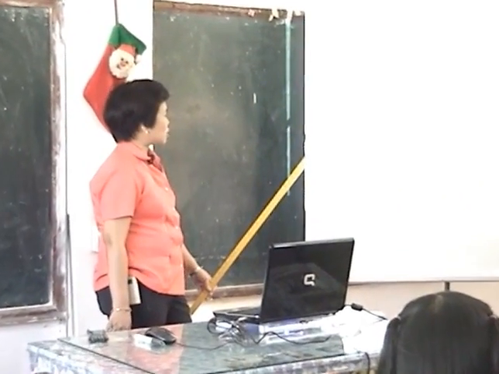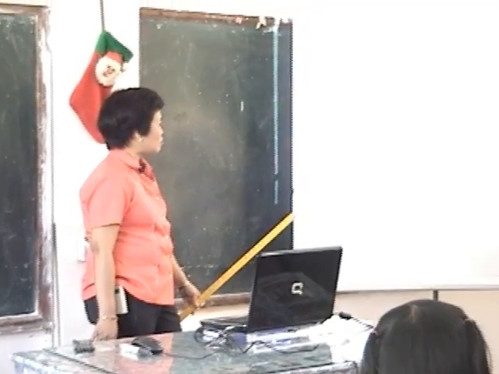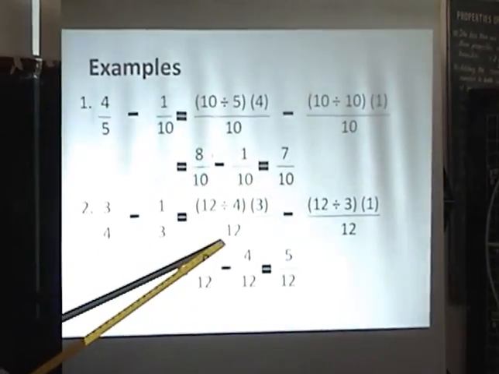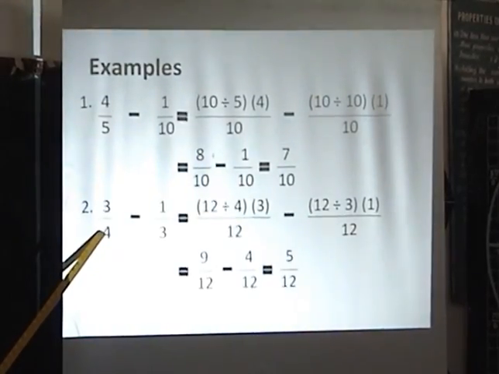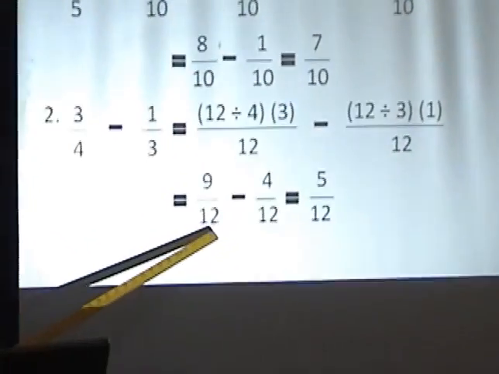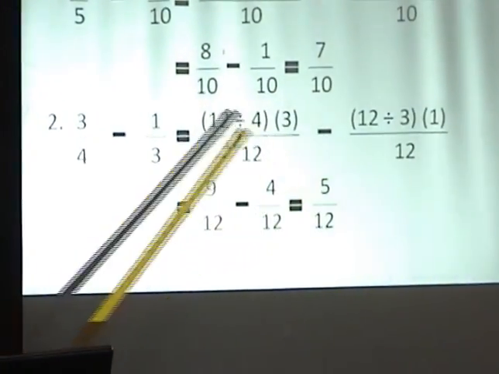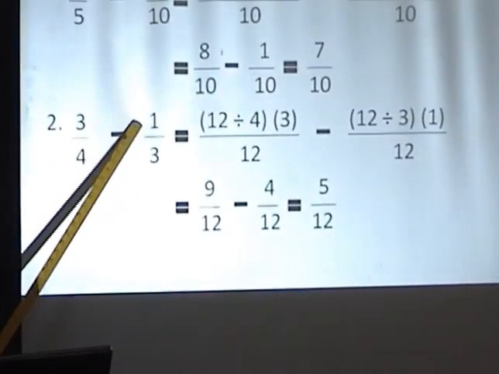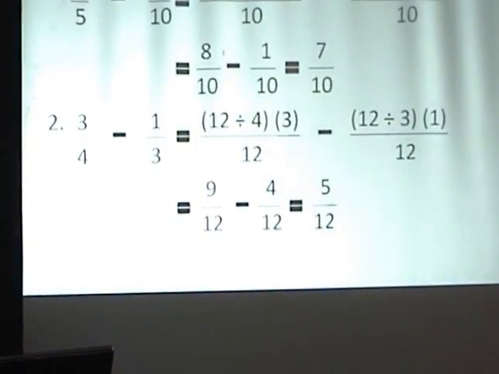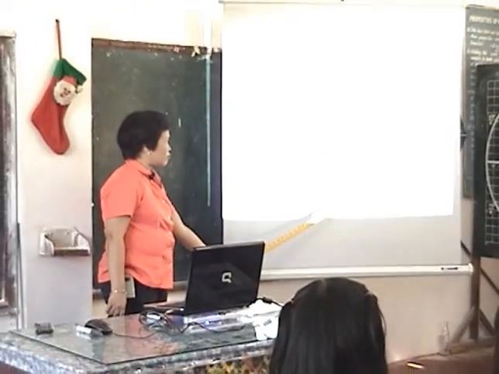The second problem, which is 3/4 minus 1/3, the least common denominator of 4 and 3 is 12. So, 12 divided by 4 is 3. Times 3 is 9. And copy the common denominator, 12. This now becomes 9/12. 12 divided by 3 is 4. Times 1 is 4. So the answer is 4/12. Subtracting 4 from 9, the answer is 5/12.